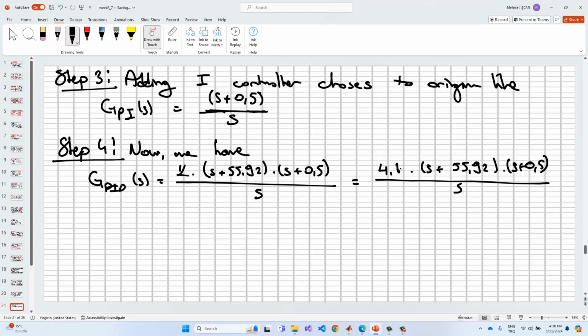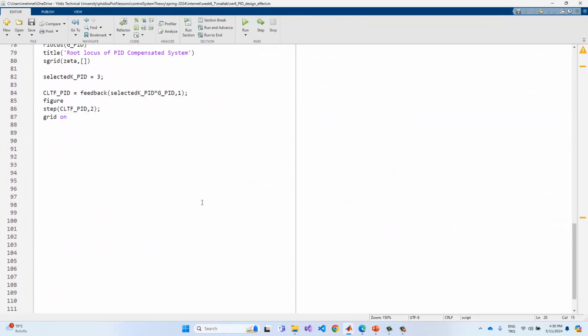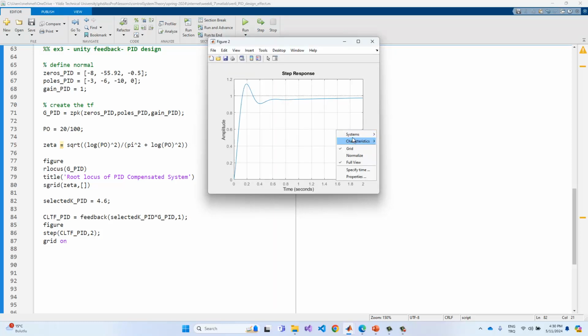Where is this 4.6 coming from? These terms, right? 0.5 and 4.6. If I run this code for 2 seconds, the steady state error goes to 0. The final value is 1, and the peak characteristics are our desired peak response. Okay.